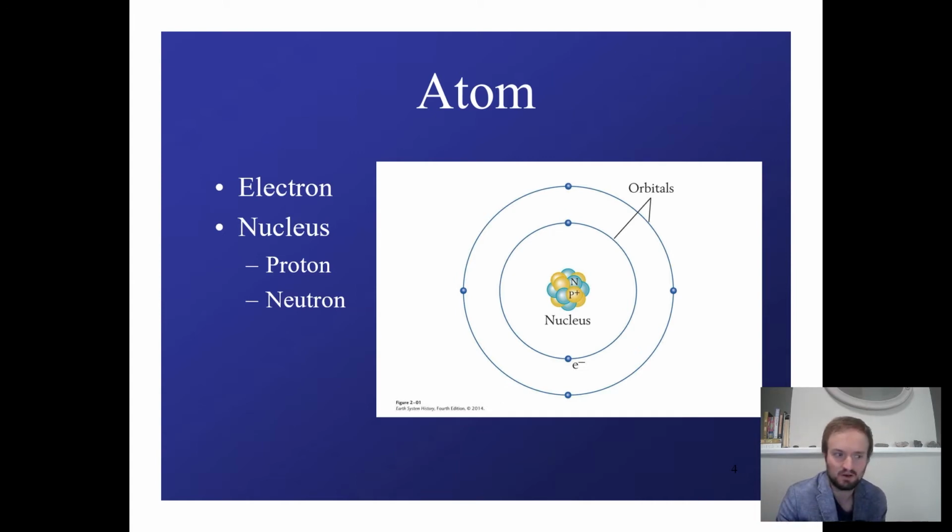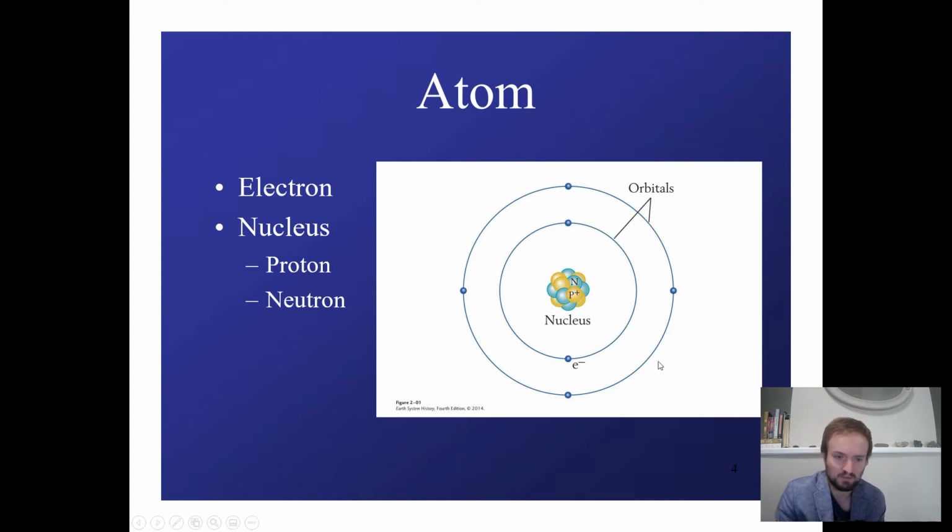Remember, atoms are made up of protons, neutrons, and electrons. The protons and neutrons are housed in the nucleus here, and the electrons orbit that nucleus. Electrons have a negative charge, and protons have a positive charge, which causes the attraction there.